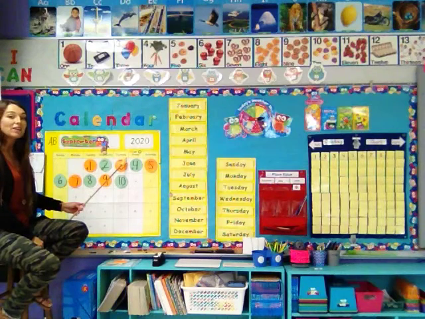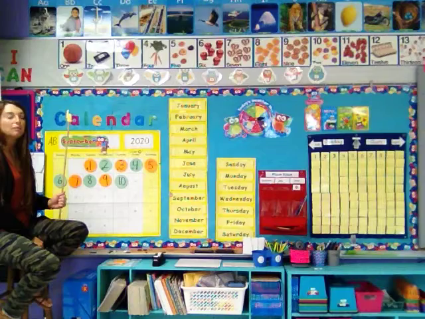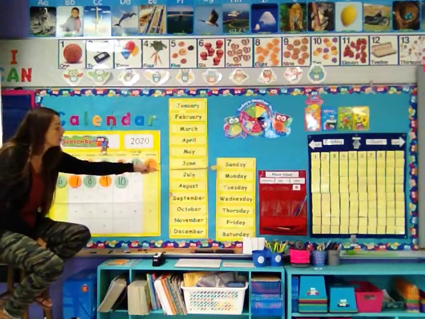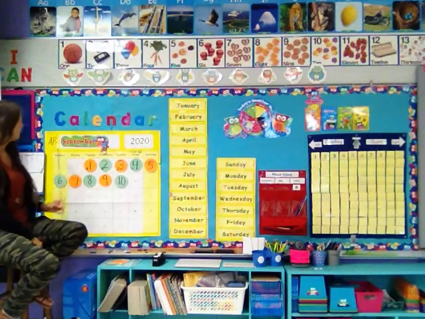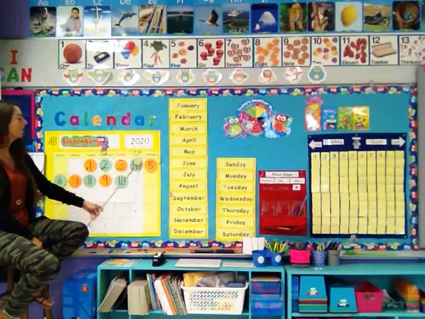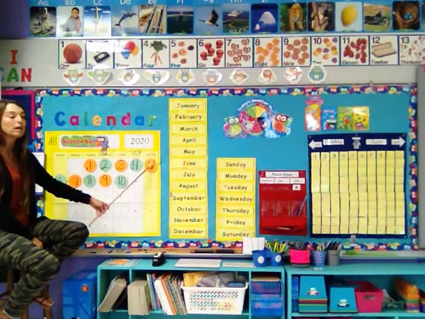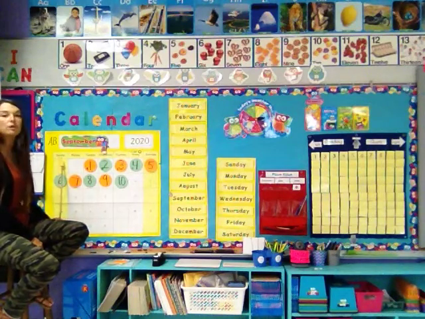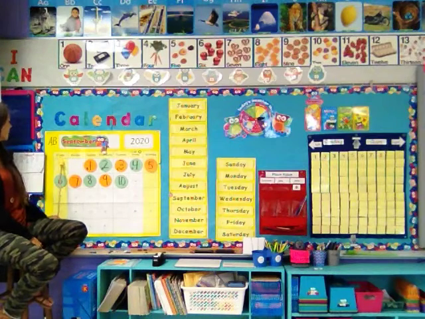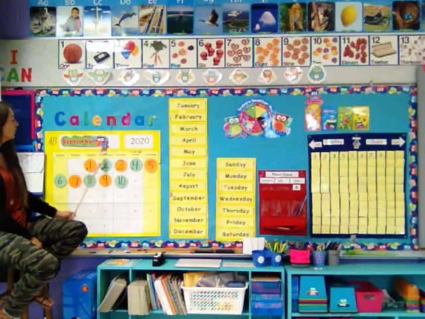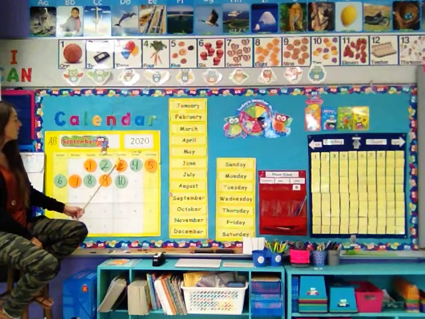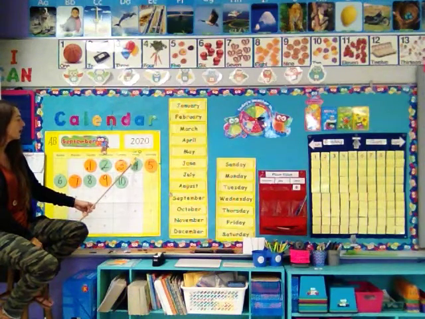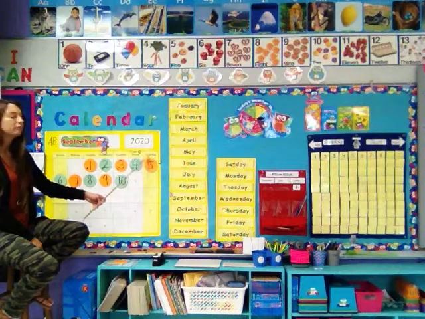Now, yesterday, our day of the week was Thursday. There are 7 days that make up a week. So let's go through and name our days of the week. We've got them listed over here, and they go across right here on our calendar. There are 7 days in a week, so let's say our days of the week. If you know them, say them with me. Sunday, Monday, Tuesday, Wednesday, Thursday, Friday, Saturday.